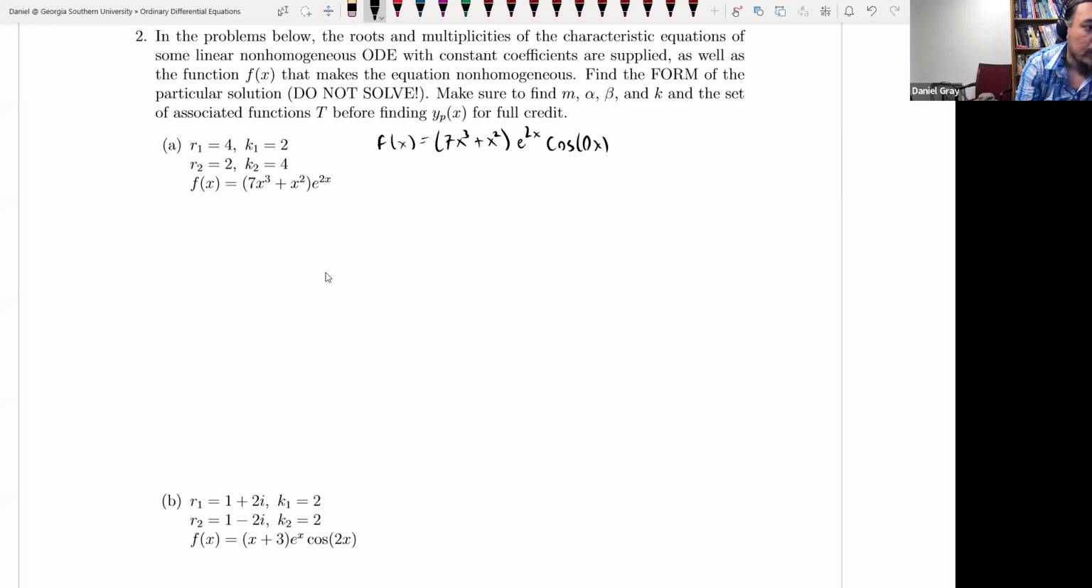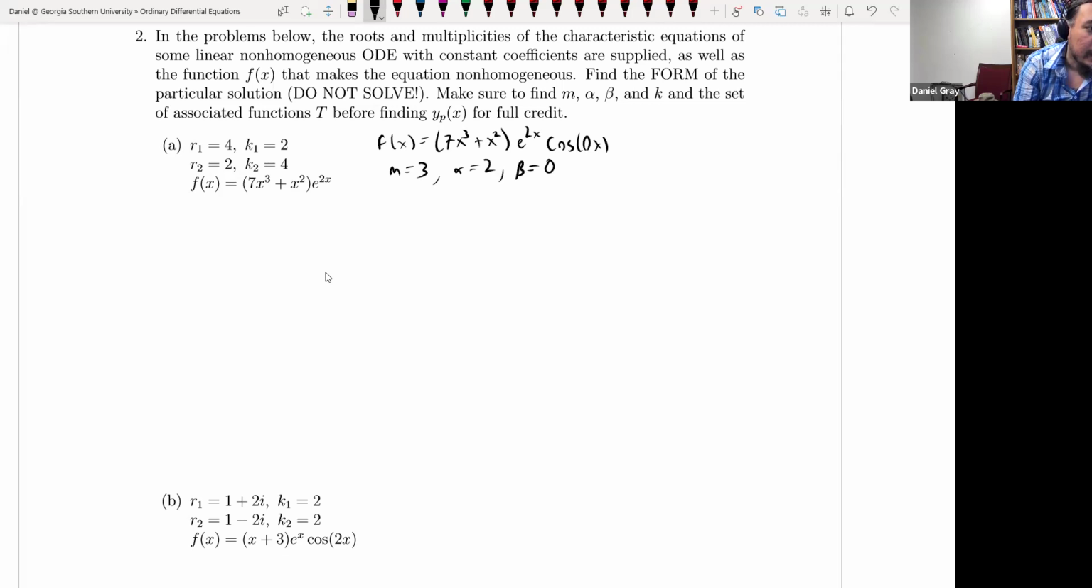Okay. Our m is the degree of the polynomial part, right? So this is a third degree polynomial. So I'm going to write m equals 3. 7x cubed, so m equals 3. Our alpha is whatever the constant is in the exponent of e, so that's 2. Our beta is whatever the constant is on the inside of cosine or sine, so that's going to be 0.